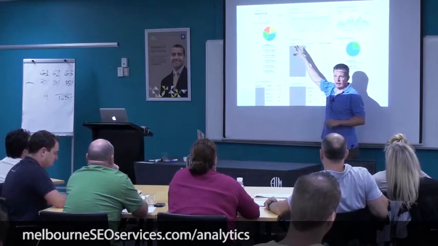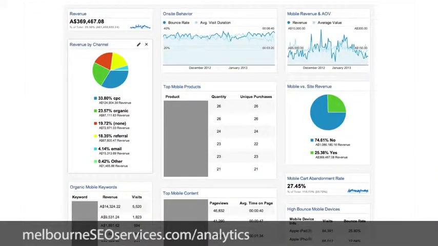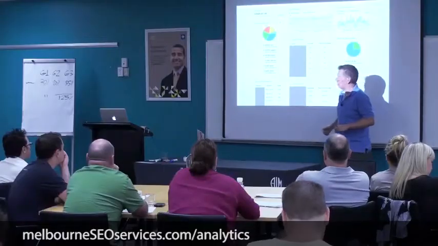I want a big number. Let's start with a big number. How much revenue did I make this month? That's what the board are going to want to know, and that's about all they're going to want to know. But as a marketer, you're going to want to know, where did that money come from? I'm making most of my money from AdWords, 124 grand.